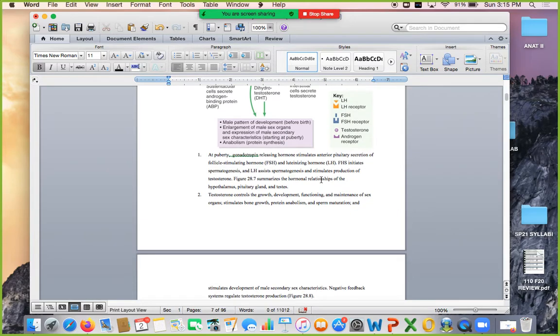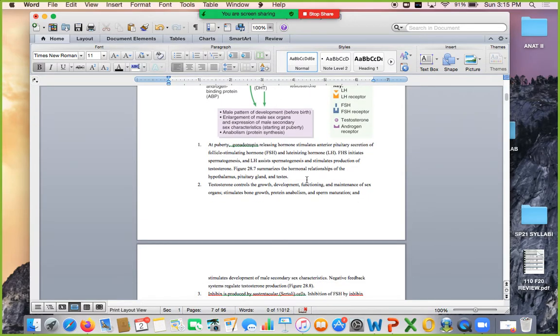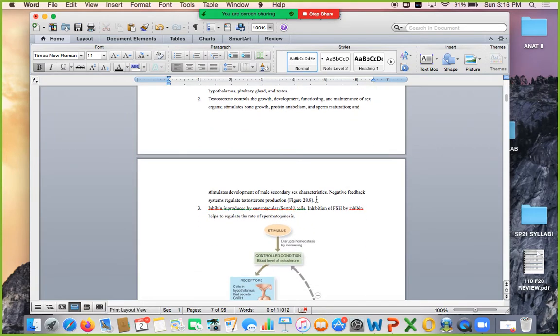So testosterone is important for a lot of things, not just spermatogenesis, right? Testosterone is involved in the initiation of puberty and bone growth, but also in sperm production and sperm maturation.